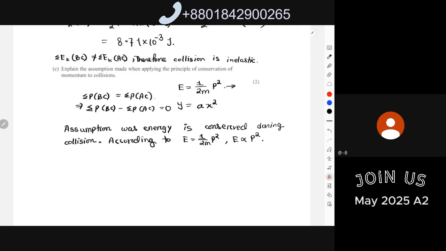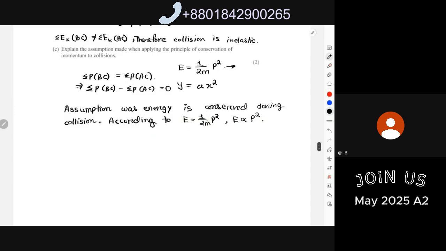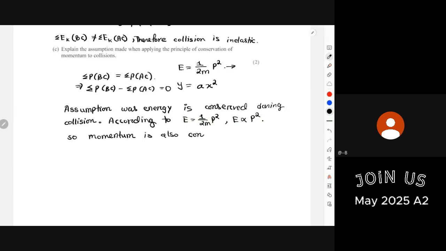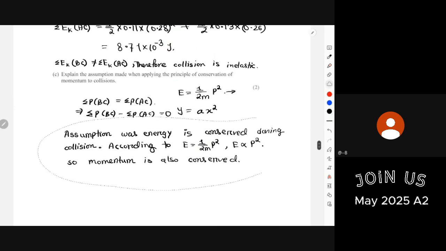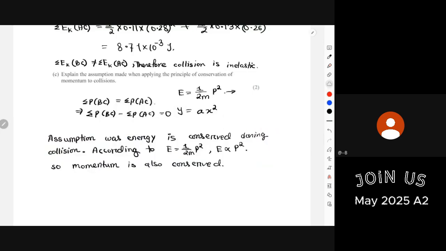Okay, miss. So according to the kinetic energy equation, energy and momentum are directly proportional. So momentum is also conserved. And that is your explanation. This is what you're going to write in your answer. So 1 minute. This is your final answer, by the way.